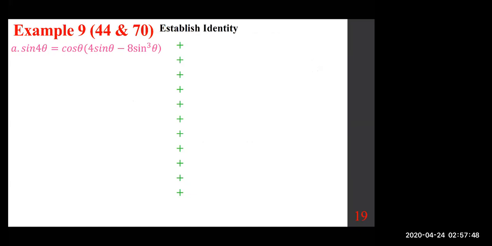You really can start from the right-hand side to get to the left, or the left-hand side to get to the right. We want to establish the identity. If you want to go with the left-hand side, remember it's sine of 2 times 2 theta, and you use the double angle formula. If you want to start from the right side, it is just as easy. Notice inside the parentheses, we are looking at the right-hand side. Inside the parentheses, 4 sine theta is in common. Do you see that, class?